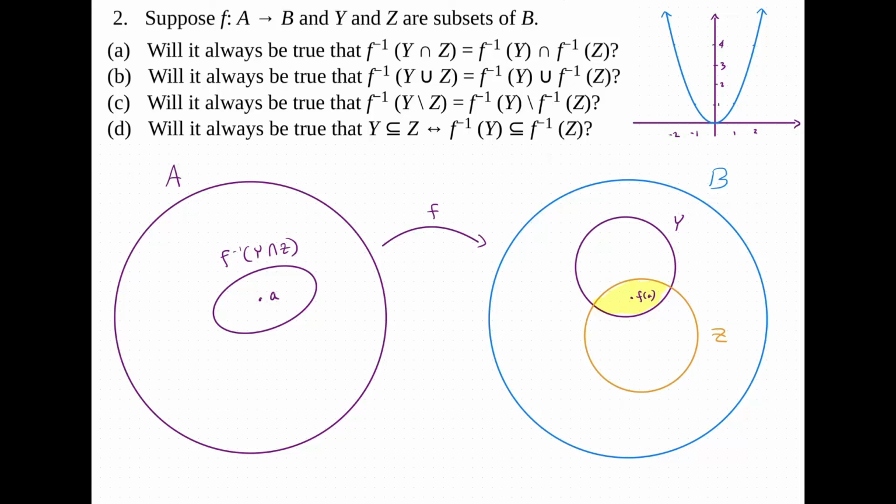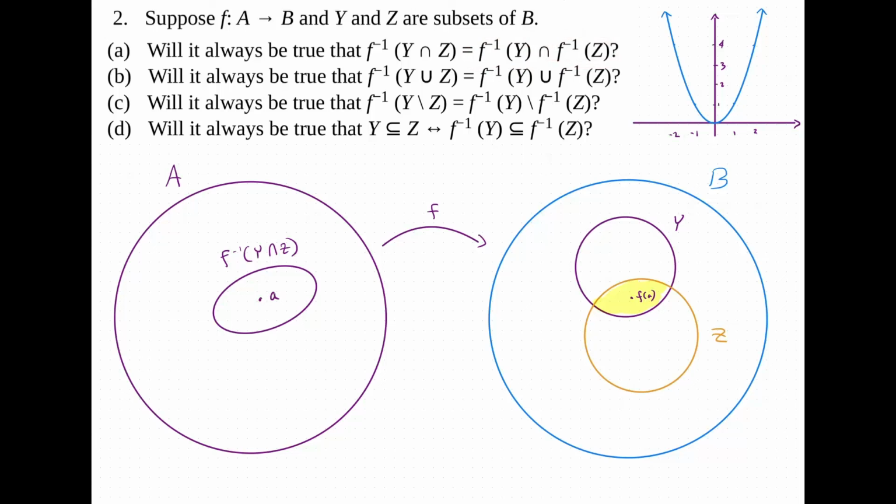And so we have some f of a in there. But now that f of a lives in both y and z. And now if we apply the definition of what it means to be in the inverse image of y, we have that this f of a, by definition, will give us an a that lives in here and an a that lives in there. And consequently, we do have that this a is in both the inverse image of y and the inverse image of z.